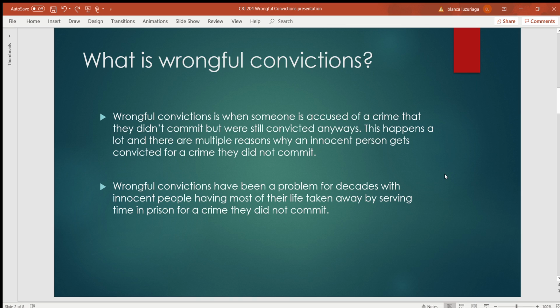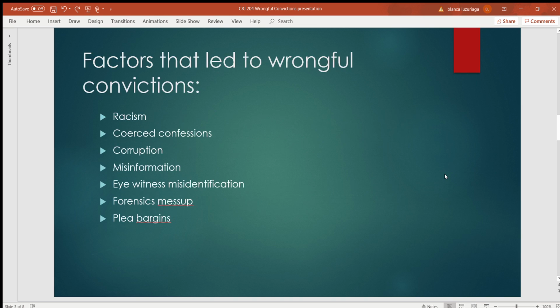For the next slide, I only chose 7 factors about wrongful convictions and what type of people get convicted. Factors that led to wrongful convictions. Number 1 is racism. The second one is coerced confessions. The third one is corruption, misinformation, eyewitness misidentification, forensic mess-ups, and plea bargains.